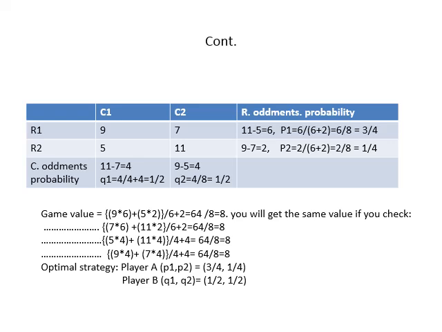So the first step again is to find the row odd means, and the second step is to find the column odd means. The third step is to find P1 and P2 as the probabilities for player A, and the fourth step is to find Q1 and Q2 as the probabilities for player B.